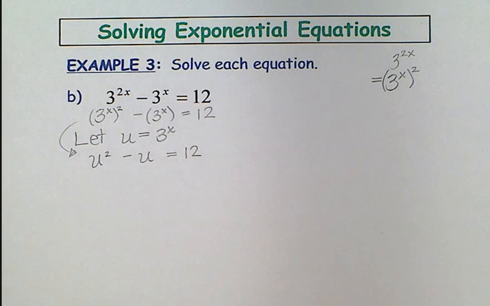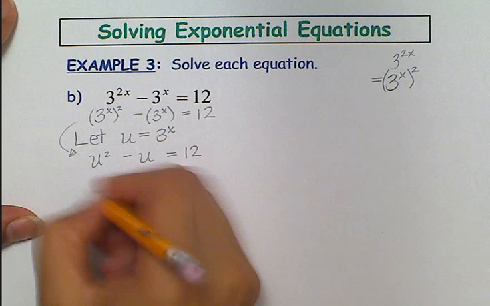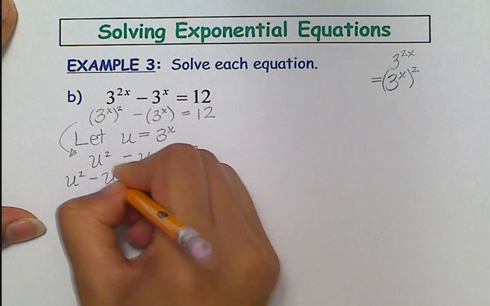Now that looks like a quadratic equation, and I know how to solve this quadratic equation. So what we're going to do is solve this quadratic equation like you normally would, and then try to solve the exponential function from there. Okay? So rearrange it so I get u squared minus u minus 12 equals 0.